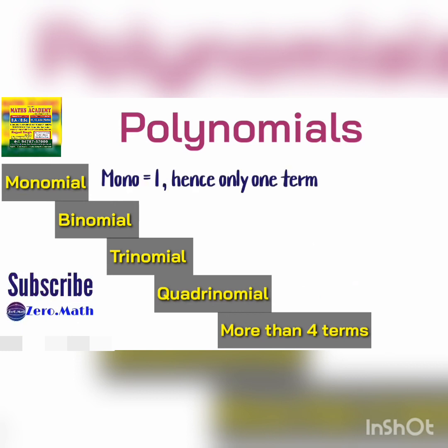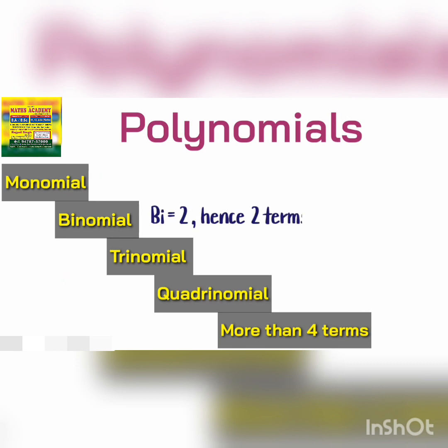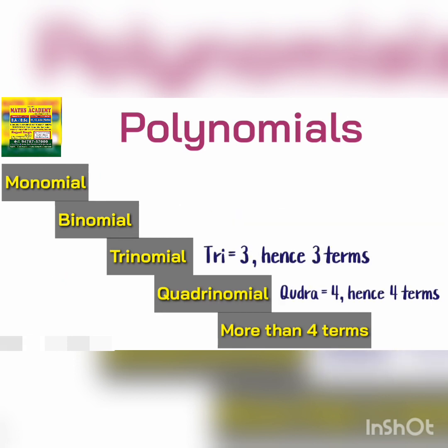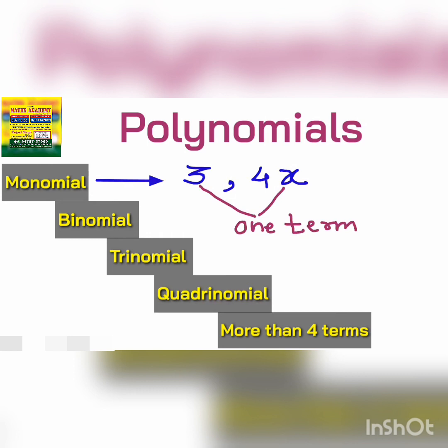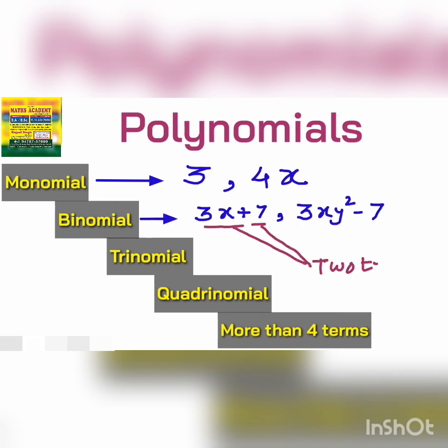The literal meaning of mono is one. That's why it has got only one term. Bi means two, tri means three, and quadra means four. Let's understand some examples of monomials. 3 is a monomial as it has got only one term. 4x is also an example of monomial. Let's understand binomial expression. 3x plus 7 has got two terms, that's why it is called a binomial expression. 3xy square minus 7 is also a binomial because it has also got two terms.